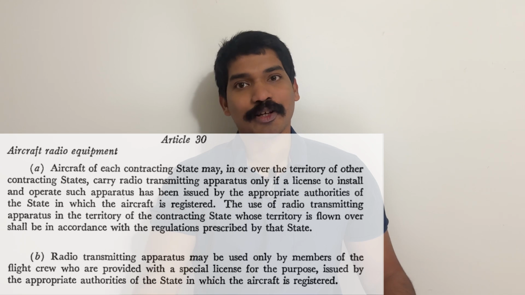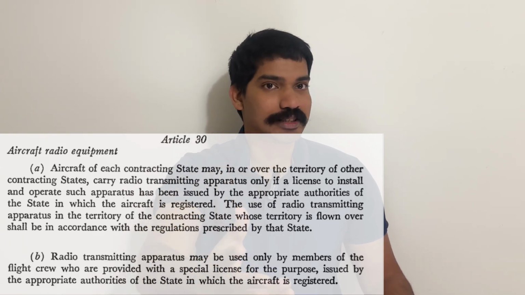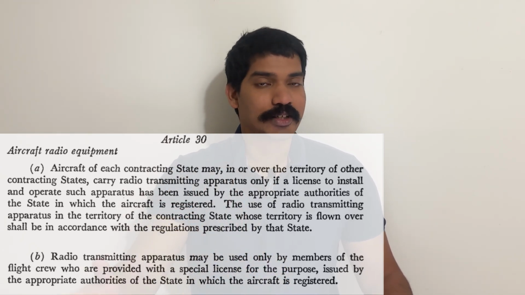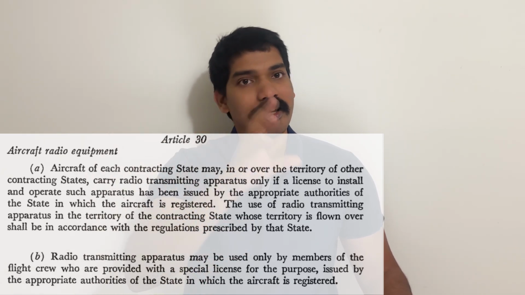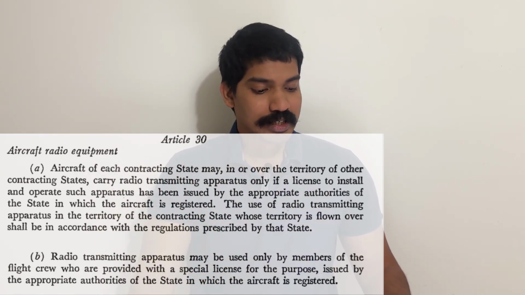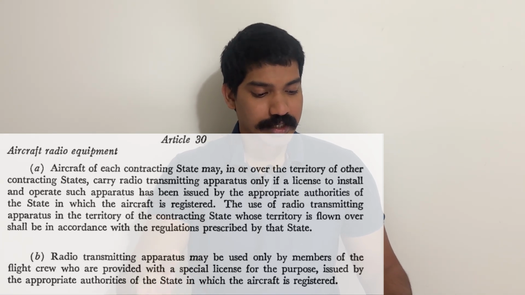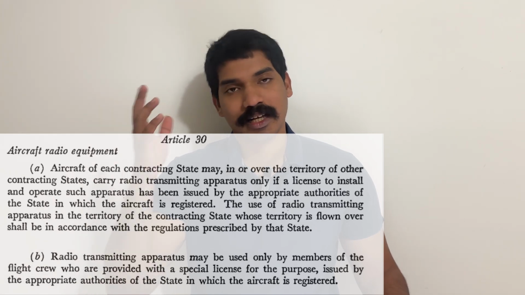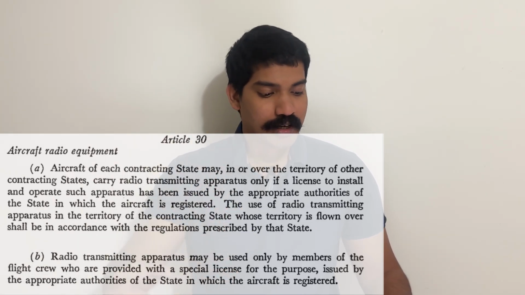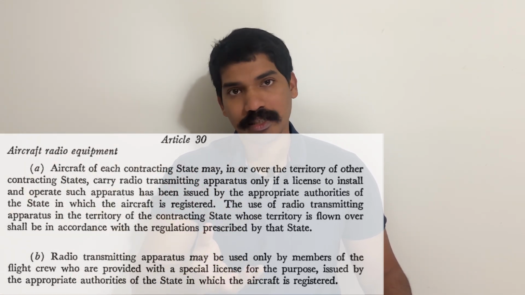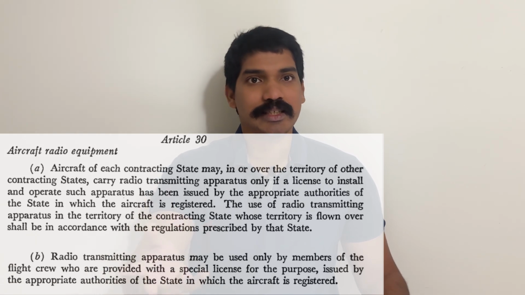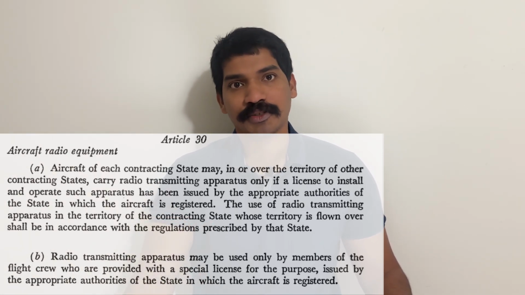Basically, like your car is registered in a particular state, the same way the aircraft is being registered. The aircraft's registration belongs to a certain country, right? So they're saying that the aircraft of a state flying in or over the territory of another state, let's say an aircraft of India, shall carry a radio license. So why is a radio needed? Basically, a radio is needed to talk to the ATC or other aircraft, right?